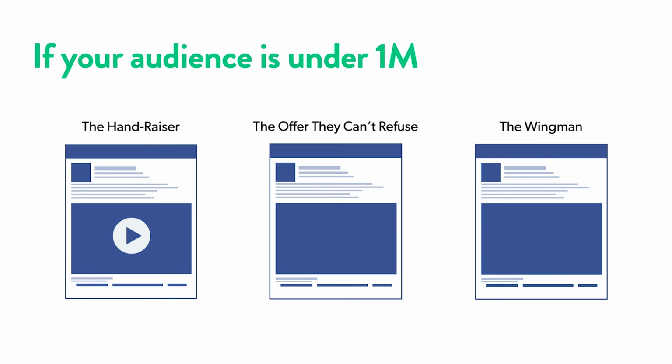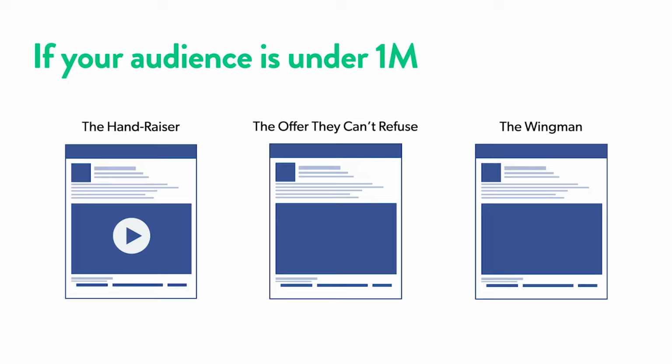Like if you live in New York City or LA or something like that, you can still be local with a population of well over 1 million. But if you're in a smaller area, smaller town, that kind of thing, this is the funnel that you're going to want to look at. And this looks very similar to the last funnel, right?